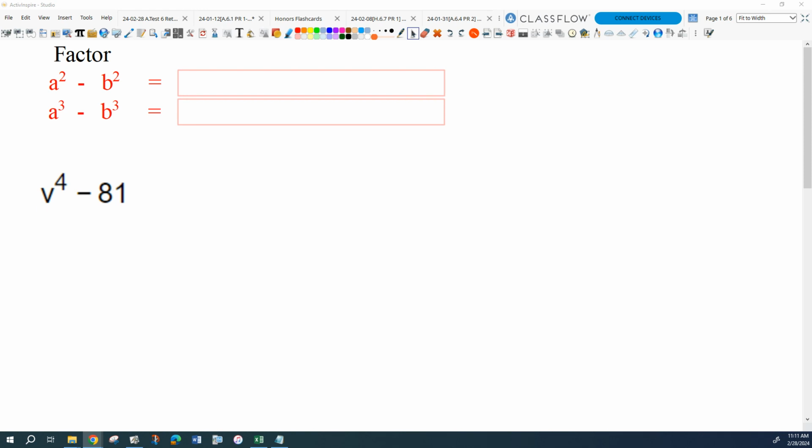So what would we do here if we're going to factor this expression down here, v to the 4th minus 81? Find the square root of 81, you mean, right? Yeah. What is the square root of 81? 9, okay. So which pattern would we use here? The one involving squares or cubes? Squares, yeah.